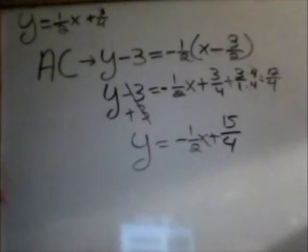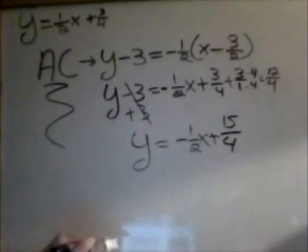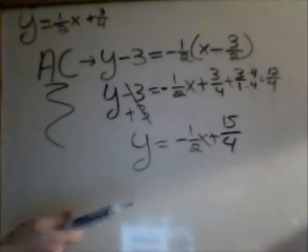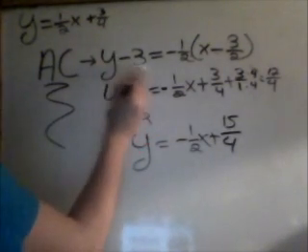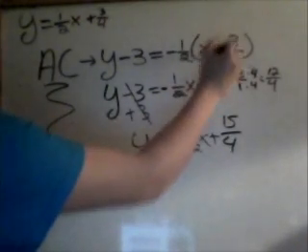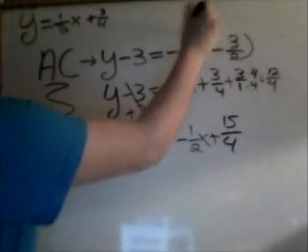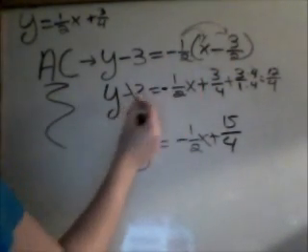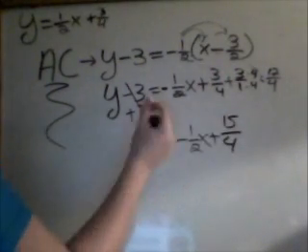Okay, now with your second line, which is line AC, you're going to put it in point-slope form using the midpoint and your perpendicular slope again. So it'll be y minus 3 equals negative 1/2 times x minus 3/2. Therefore, when you use the distributive property to each of these, you get y minus 3 equals negative 1/2 x plus 3/4. Then you're going to add 3 to both sides.